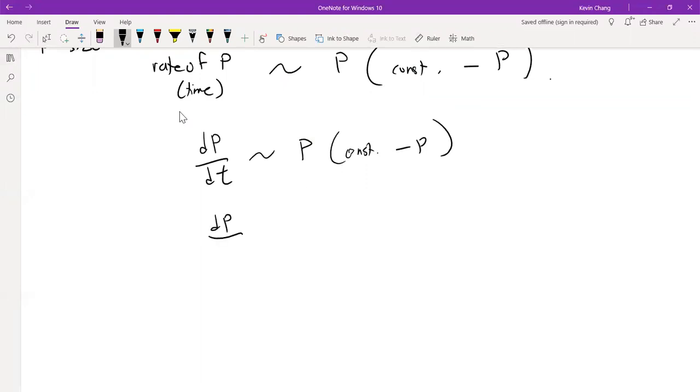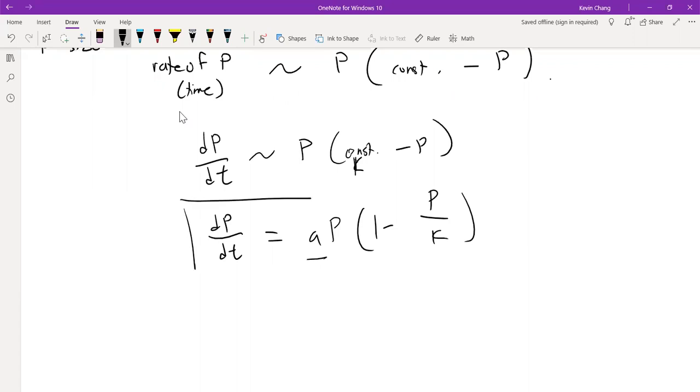So dP of dt, we can write, is equal to, let's say, some number A times P times 1 minus P over K. I did do a bit of manipulation here. I essentially pulled out this constant, what used to be K, and we pulled K out of this parentheses by dividing it with K, and we combined it with whatever proportionality constant we would have to create A. And so this is essentially what this equation means.